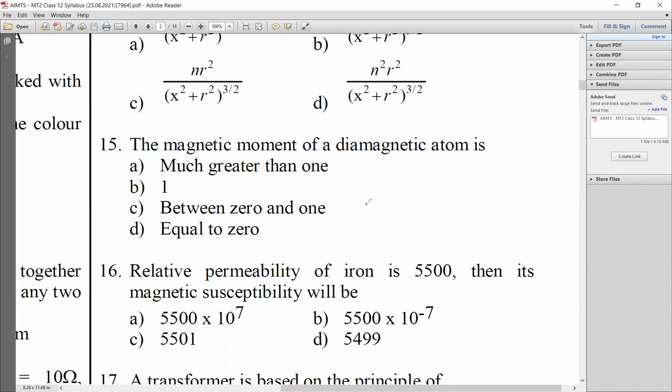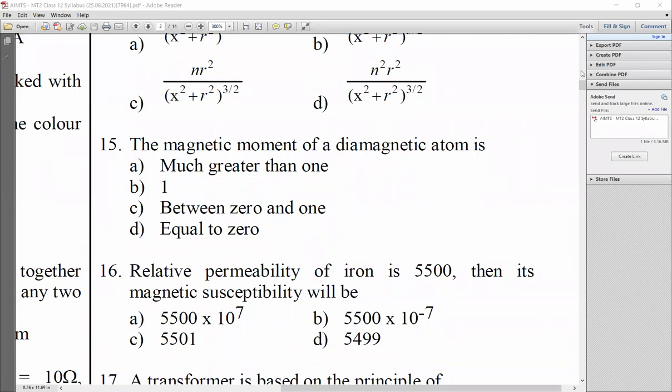Next, coming to 16, relative permeability of iron is given, then its magnetic susceptibility. Relative permeability is 1 plus chi. Relative permeability is given 5500. I want magnetic susceptibility. So this will be 5499. Option D. Next question, number 17.